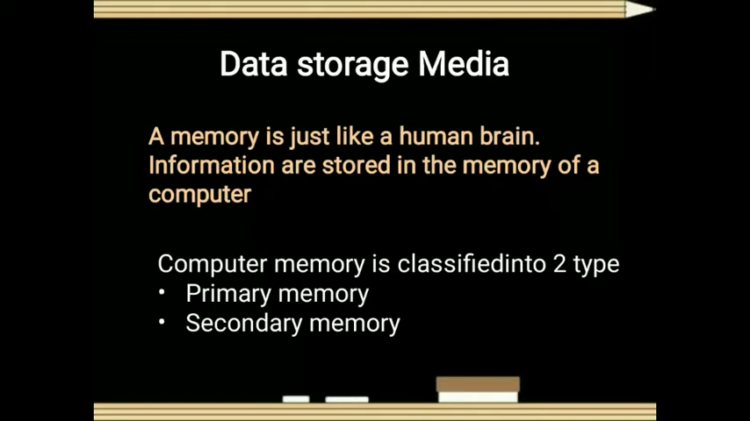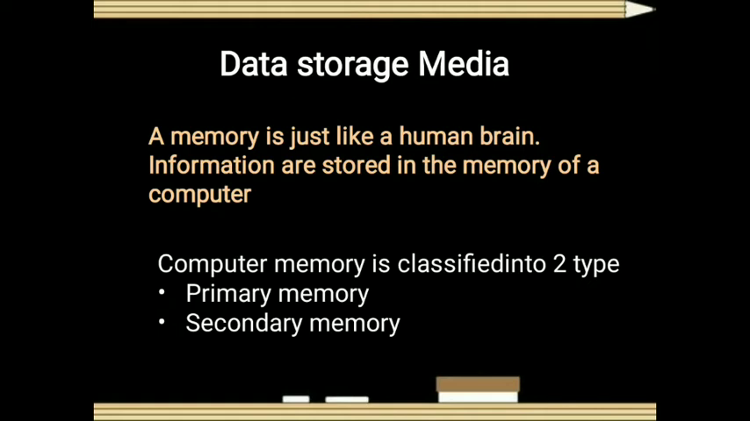Memory is just like a human brain. Information is stored in the memory of a computer. Memory is classified into two types, primary memory and secondary memory.